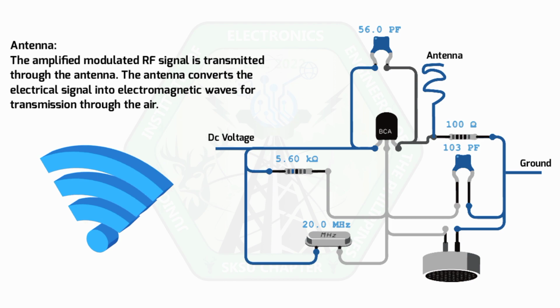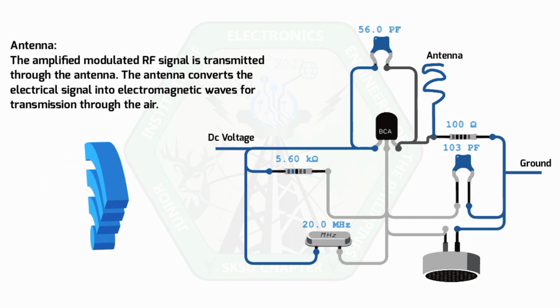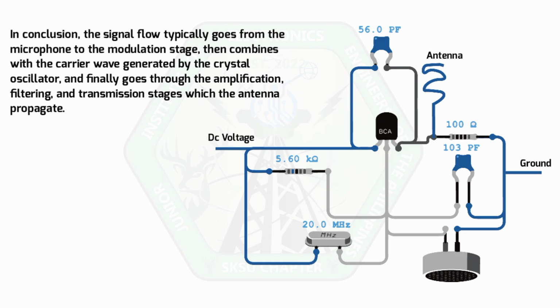Finally, the antenna. The amplified modulated RF signal is transmitted through the antenna. The antenna converts the electrical signal into electromagnetic waves for transmission through the air. In conclusion, the signal flow typically goes from the microphone to the modulation stage, then combines with the carrier waves generated by the crystal oscillator, and finally goes through the amplification and filtering in the transmission stage, which the antenna propagates.